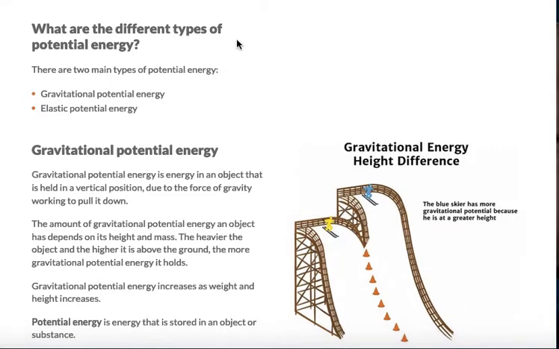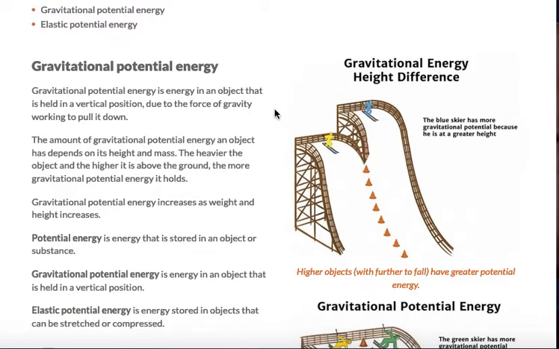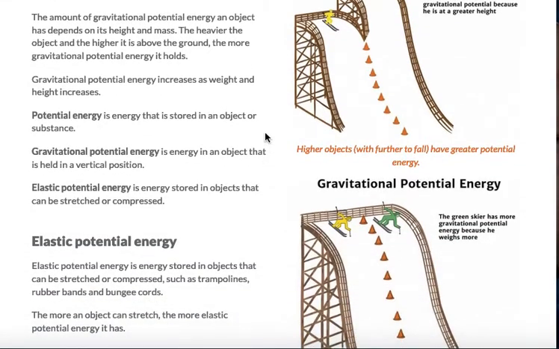What are the different types of potential energy? There are two main types of potential energy: gravitational potential energy and elastic potential energy. Gravitational potential energy is energy in an object that is held in a vertical position due to the force of gravity working to pull it down. The amount of gravitational potential energy an object has depends on its height and mass. The heavier the object, the higher it is above the ground, the more gravitational potential energy it holds. Gravitational potential energy increases as weight and height increase.